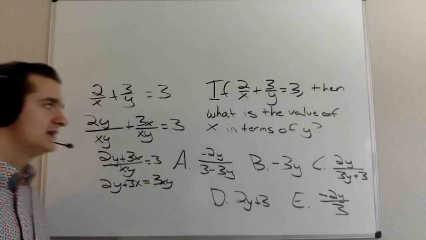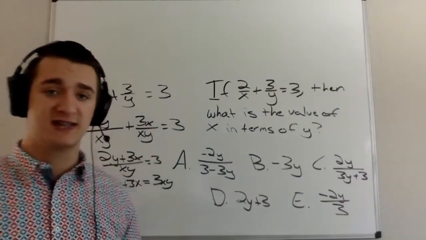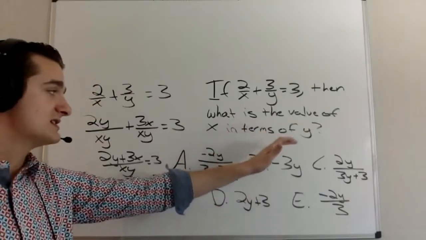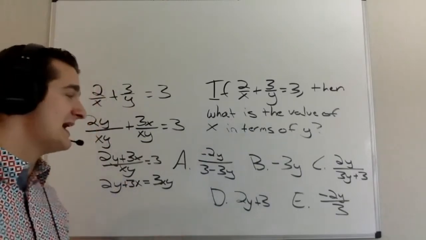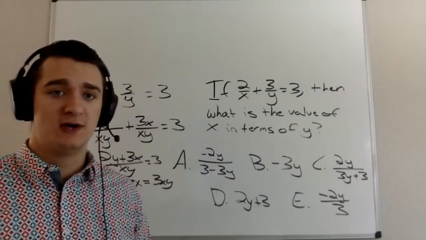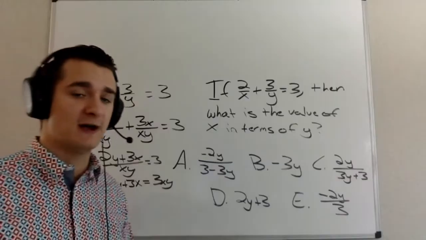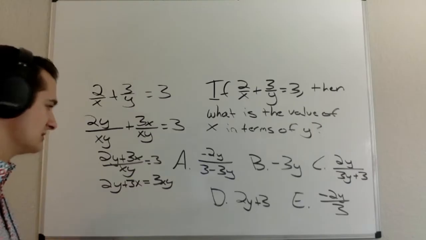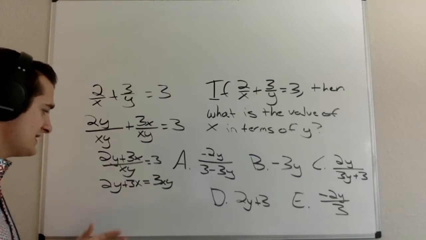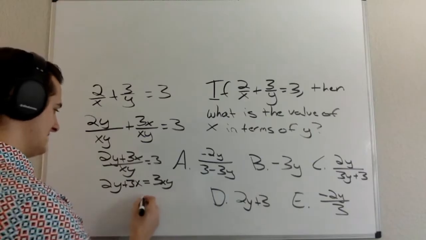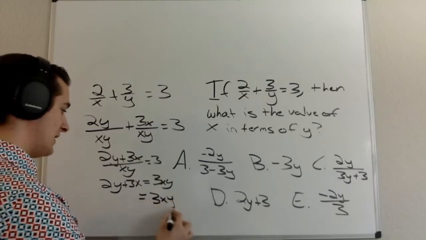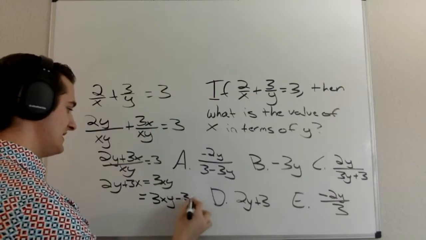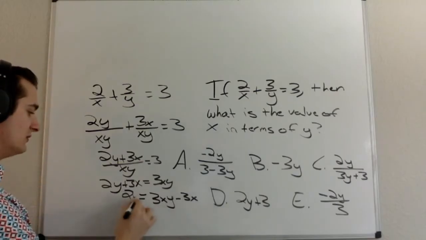And from here, I'm going to, again, go back to what am I trying to accomplish? Well, I want to know the value of x in terms of y, which means I'm going to have to combine like terms, and I'm going to have to isolate my x term. I want to know x is equal to some version of y, right? I can't have an x term in my answer. So because I want to isolate my x, I'm going to subtract 3x from both sides. And what I'm going to get here is 3xy minus 3x is equal to 2y.